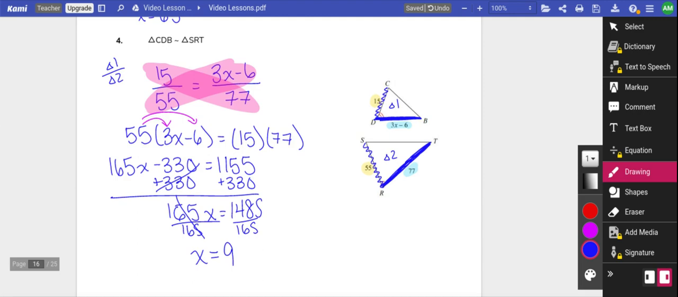That's all we're talking about today for similar figures and similarity off of the coordinate plane.